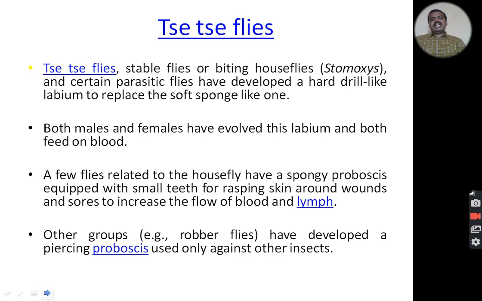A few flies related to the housefly have a spongy proboscis equipped with small teeth for rasping skin around wounds and sores to increase the flow of blood and lymph. Other groups like robber flies have developed a piercing proboscis, used only against other insects in order to suck their blood.